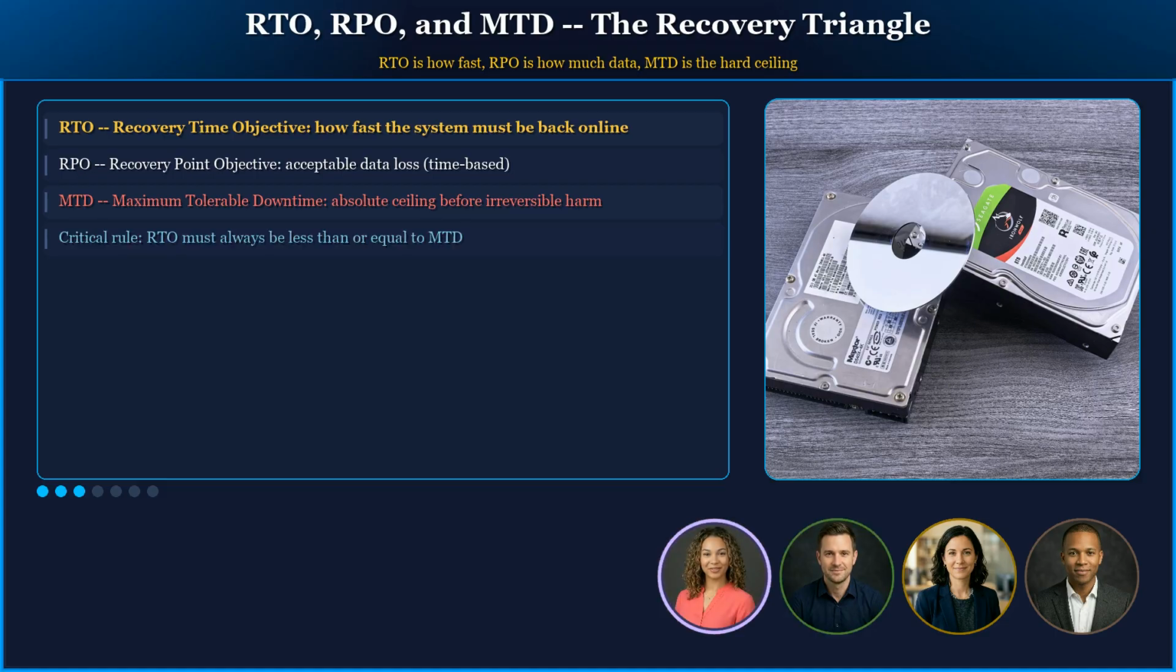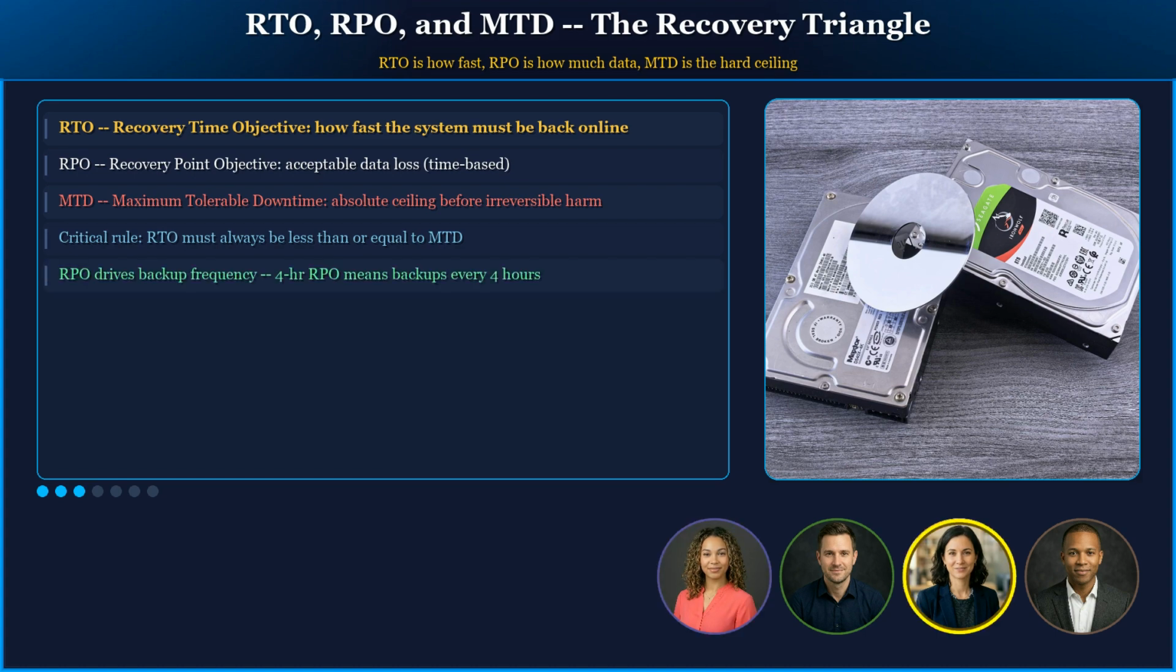Maximum tolerable downtime, MTD, is sometimes called MTO, maximum tolerable outage. This is the hard ceiling. The exam will test whether you understand that maximum tolerable downtime is not a target, it is a deadline. Beyond maximum tolerable downtime, the organization suffers harm that cannot be undone.